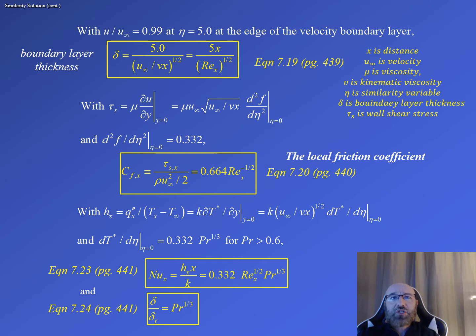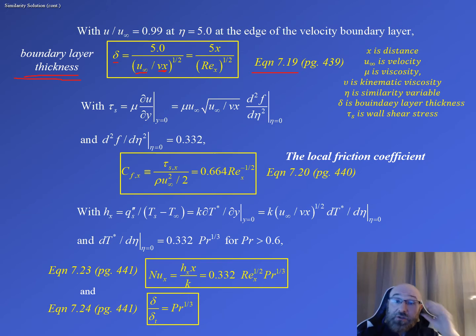Looking at this relationship in equation 7.19, it becomes clear that our boundary layer thickness, our delta value, is going to increase as our x value and our nu value increase as well, which are our distance and our kinematic viscosity. As those increase, this causes our boundary layer thickness to increase. But it's going to decrease with an increasing value for our velocity, our u sub infinity. So the larger the free stream velocity, the thinner the boundary layer is going to be.